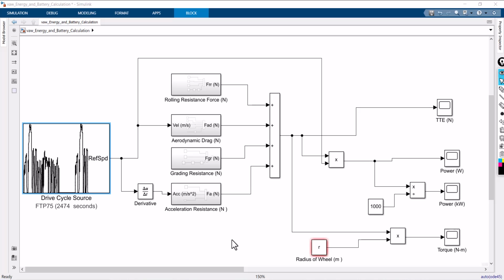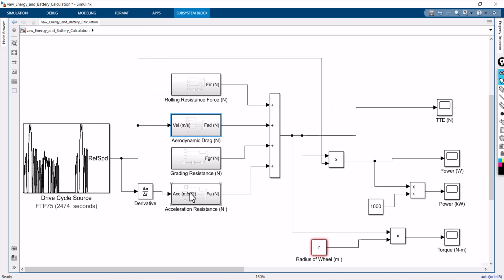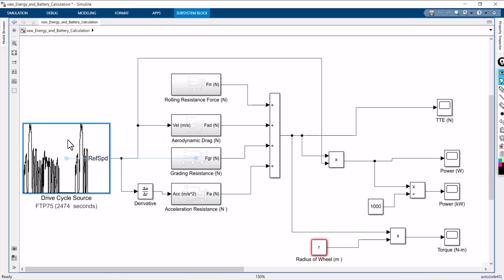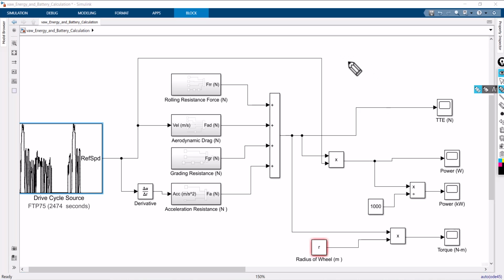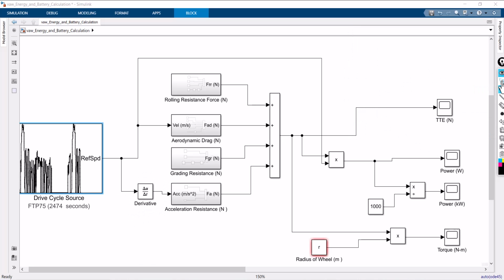I'm going to give this drive cycle source as an input. In aerodynamic drag, you can feed this velocity straight away. But for acceleration resistance, as per the equation, it requires acceleration, and the only input I have is velocity. By basics, if you take the derivative of velocity, dv divided by dt, it gives you acceleration. That's why I'm using a derivative.